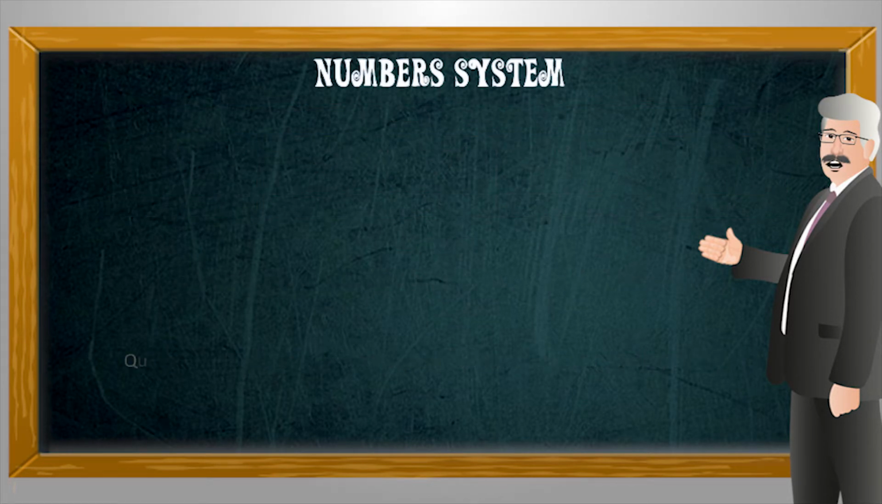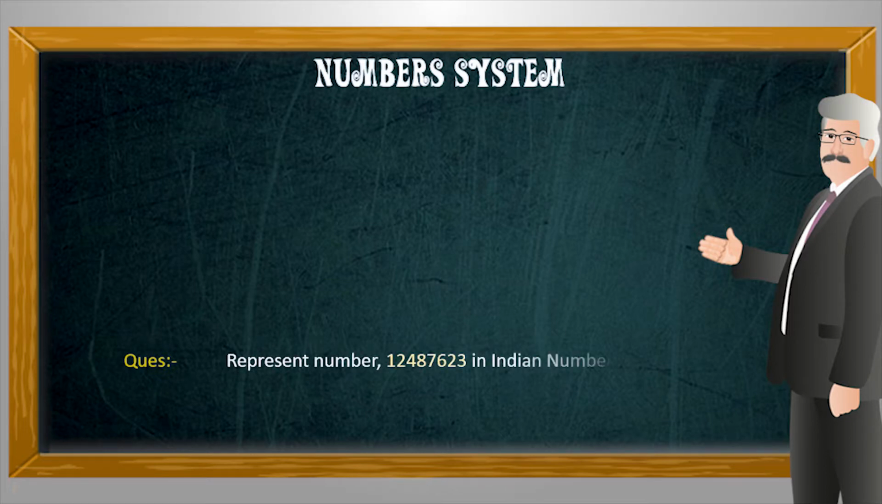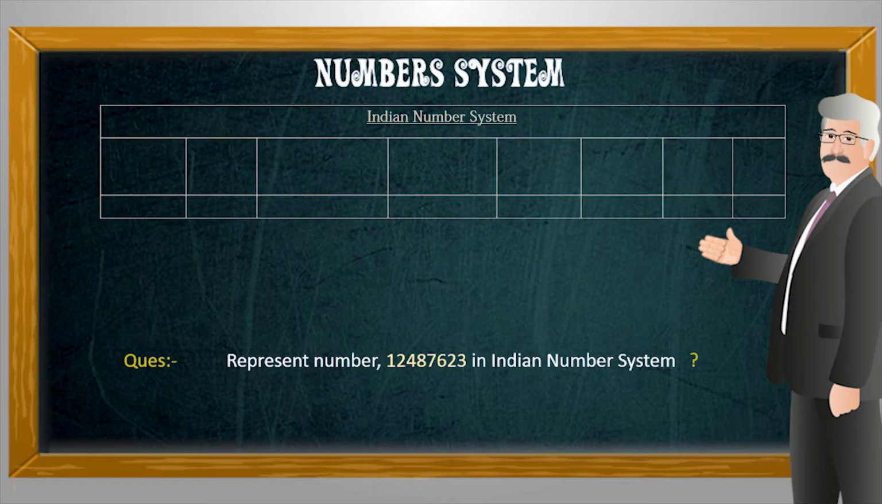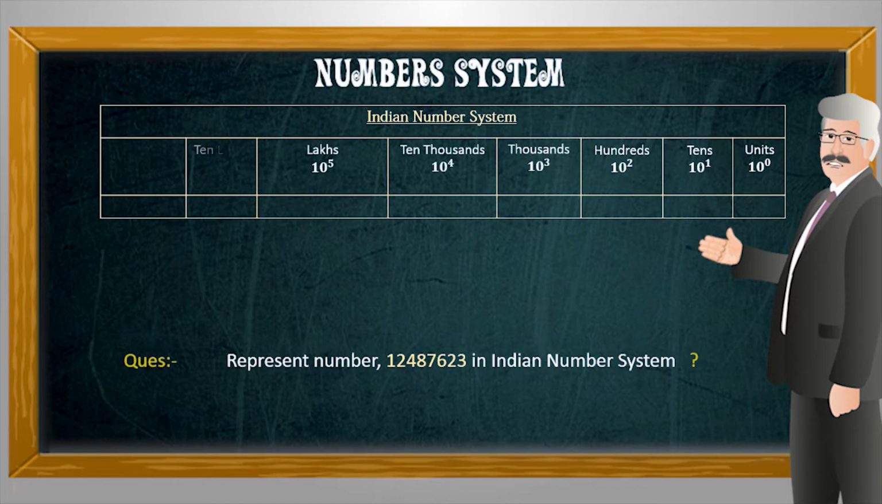Now, let's see how the same number can be represented in the Indian number system. The first two steps remain the same, just with a minor change in the labels, where the label hundred thousands is changed to lakhs, millions to 10 lakhs, 10 millions to crore, and so on.